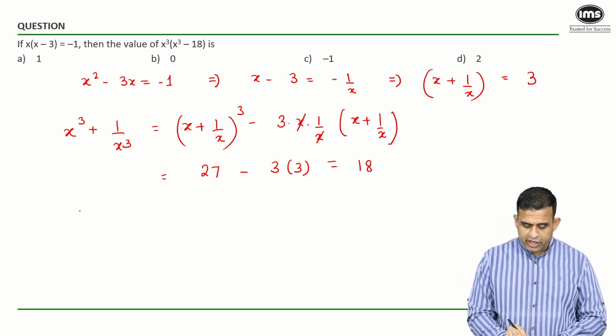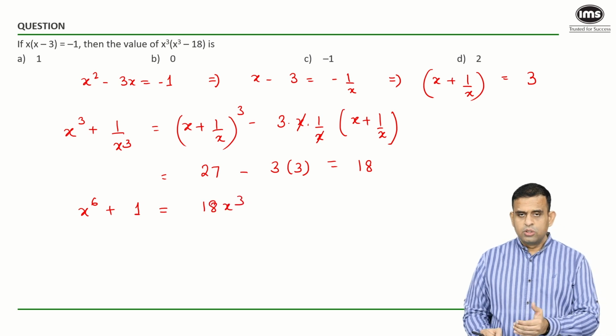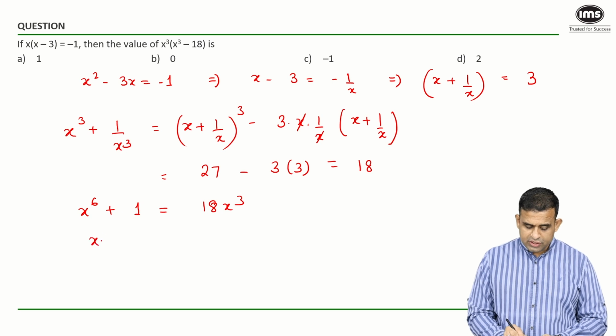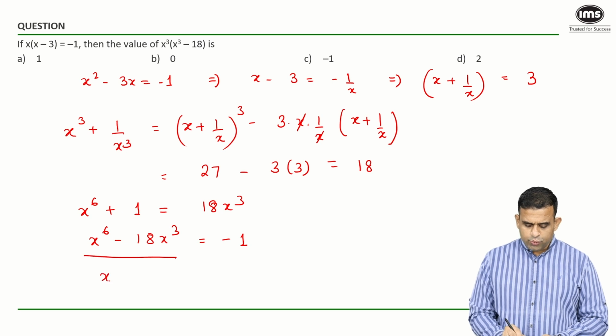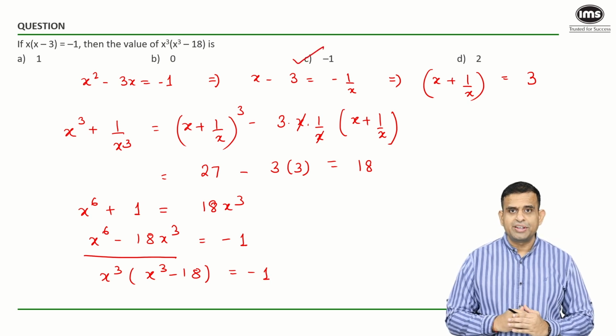If I multiply now, we get x power 6 plus 1 is equal to 18x cube. So if I bring this term on the left hand side and 1 on the RHS, I get x power 6 minus 18x cube is equal to -1. And if I take x cube common, I get x cube minus 18 inside the bracket equal to -1, which makes our answer option number C over here.